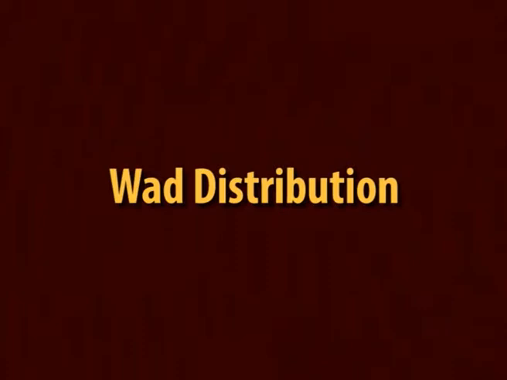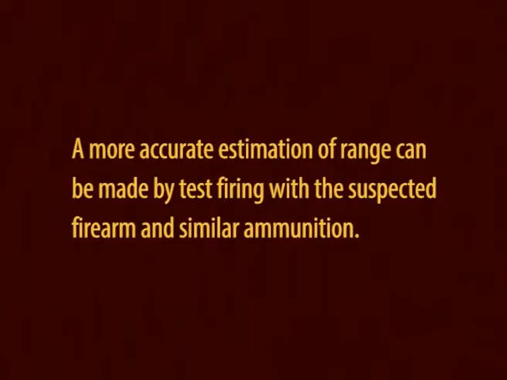Coming to the wad distribution, wads are found in shotgun ammunitions. They are projected along with the powder charge. They enter the target up to a range of about 3 meters. If they are not obstructed, they scatter from 5 meters to even about 10 meters or more. If the distance between the victim and the wads is known, the range of the firearm can then be determined. A more accurate estimation of range can be made by test firing with the suspected firearm and similar ammunition.